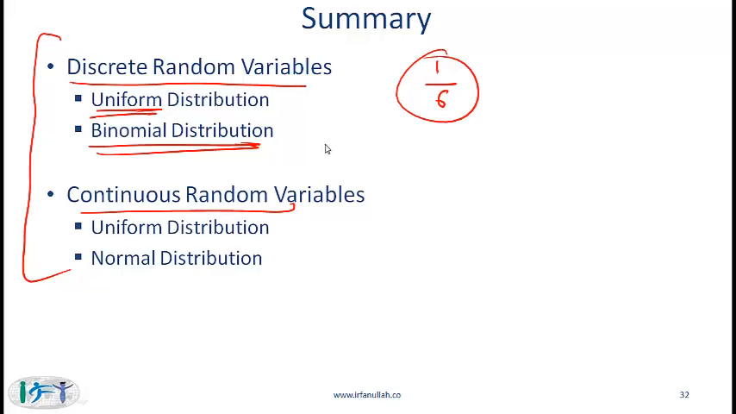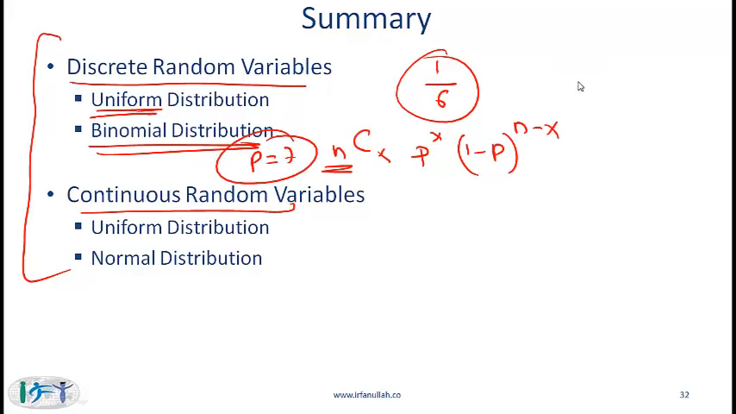The formula that you need to remember is NCX, where N is the total number of times you perform the experiment, X is the number of successes, and then P, which is the probability of success, to the power of X, times 1 minus P to the power of N minus X. This is the probability of having 7 successes. Then you also need to remember the expected value is N times the probability, and the variance is N times the probability of success times 1 minus P.